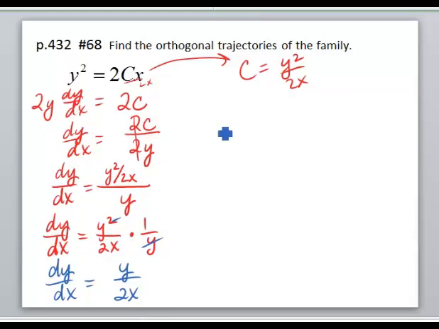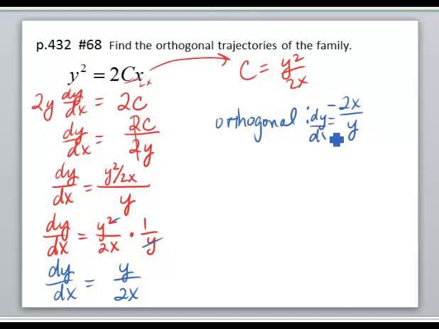Now what I can do is find that orthogonal trajectory. For the orthogonal, I'm going to flip this and make it negative because they're negative reciprocals. Orthogonal means perpendicular. And I'll say that this equals the dy over dx. The slope is negative 2x over y. So now I can find the general solution to this differential. I need to separate the variables first. So I have y dy, just basically cross multiplying here, and negative 2x dx.